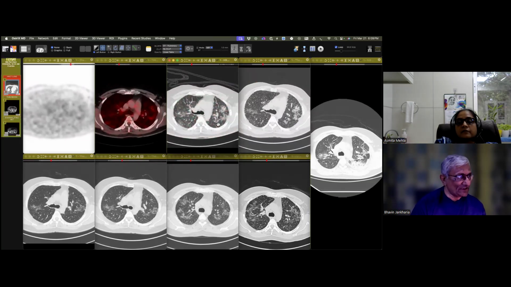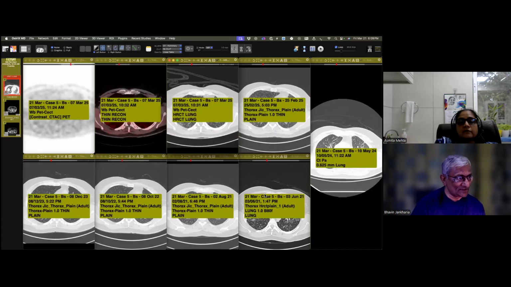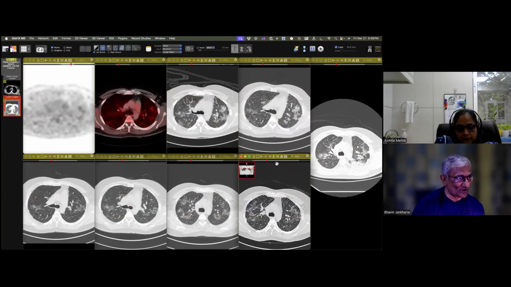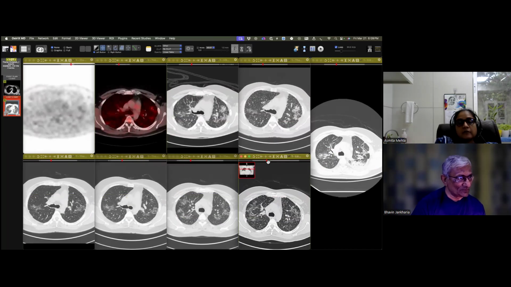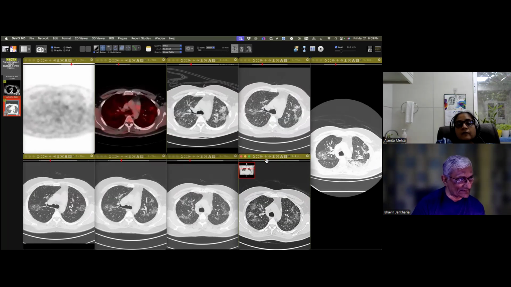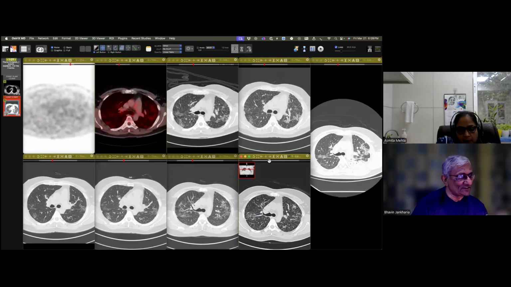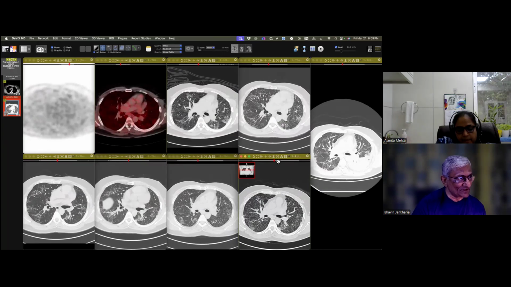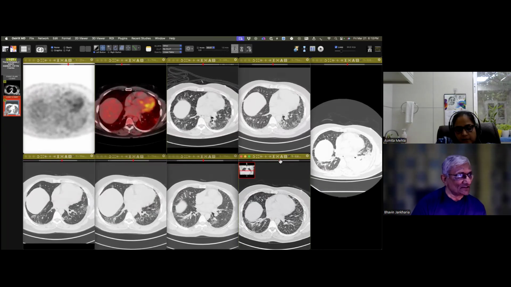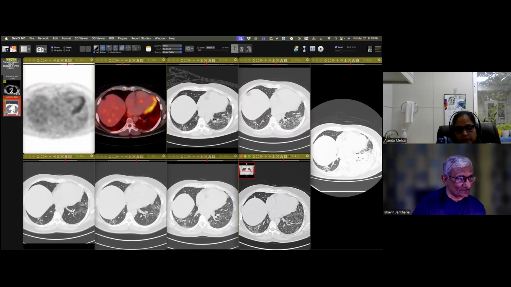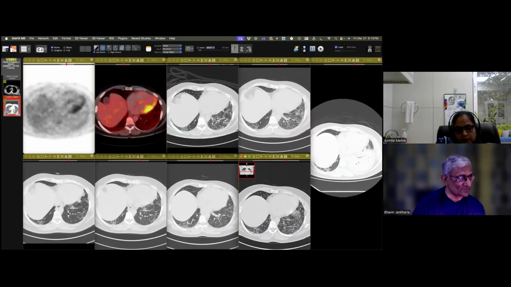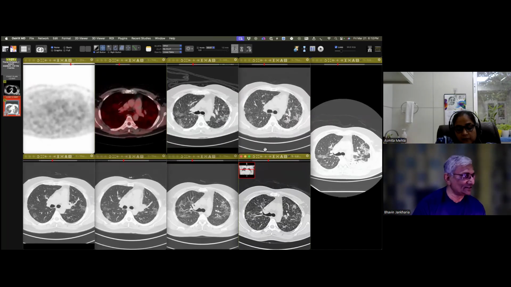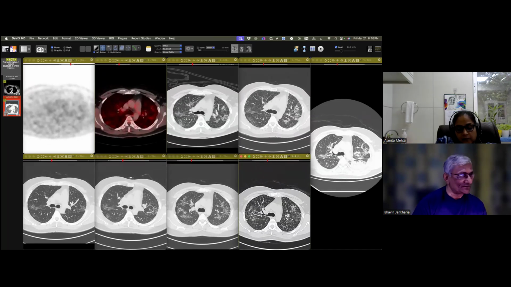If we just look at these two scans, the 7th March and the 3rd June 21, we'll realize that these peribronchovascular opacities have become denser. They may not have increased in size, but the morphology has changed. The nodules have changed in pattern, and there is that so-called possible fibrosis in the left lower lobe. So that's what we have.